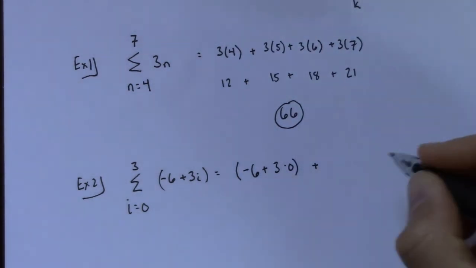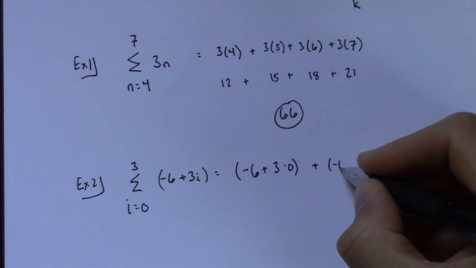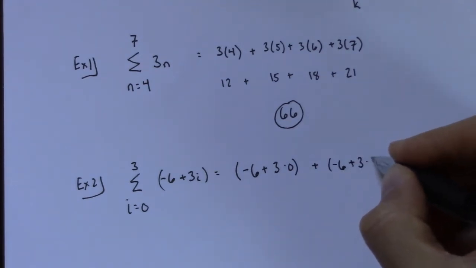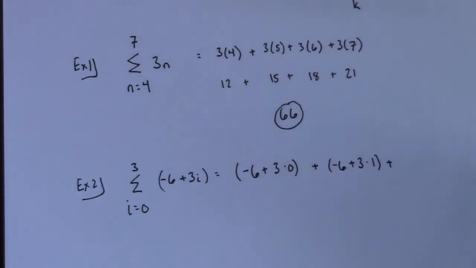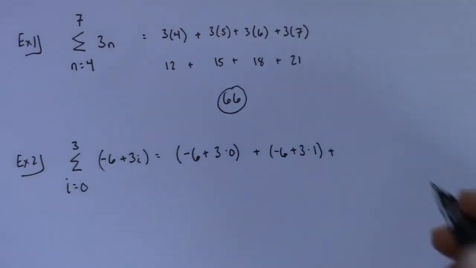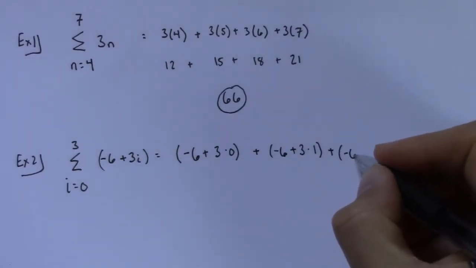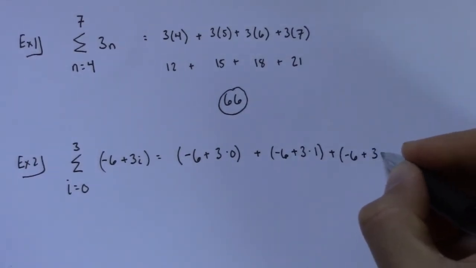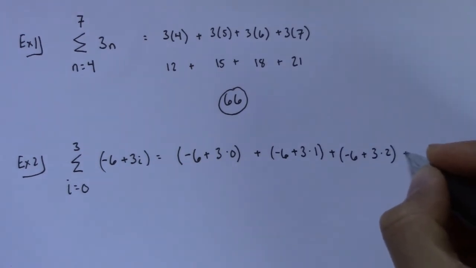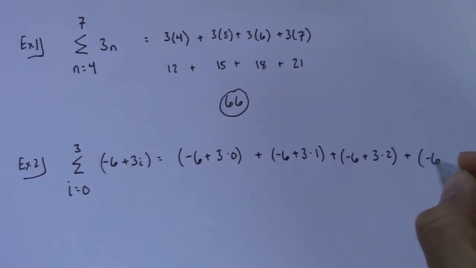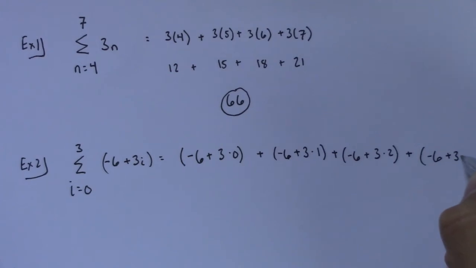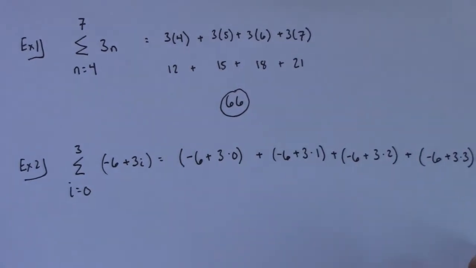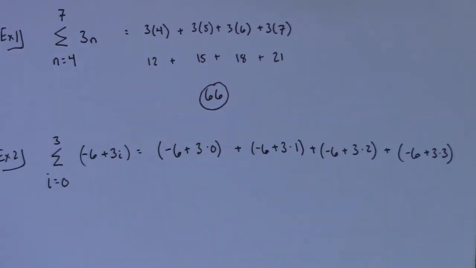My next term, I'm now plugging in 1, so I've got -6 plus 3 times 1. Next term, I've got -6 plus 3 times 2. And then my next term, I've got -6 plus 3 times 3. So I'm going to take a moment and just do all of this arithmetic. I'm going to try to group up as much as I can.